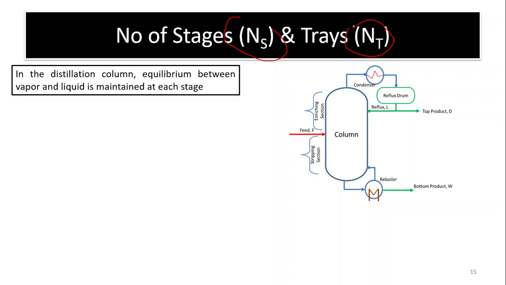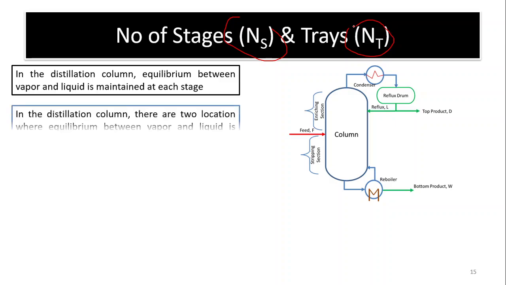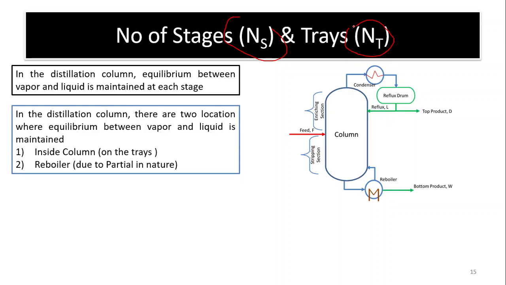So basically, in the distillation column, we know that the equilibrium between the vapor and liquid is maintained at each stage. We have already gone through how to find the number of stages through the McCabe-Thiele method. So what happens? This vapor-liquid equilibrium is maintained in two different locations in the distillation column. First is inside the column, meaning here in this one. And the second is at the reboiler.